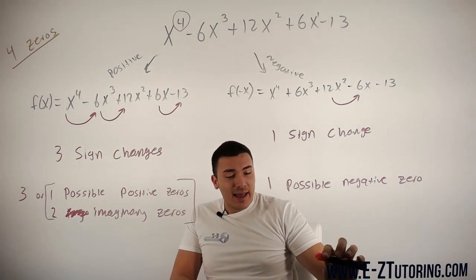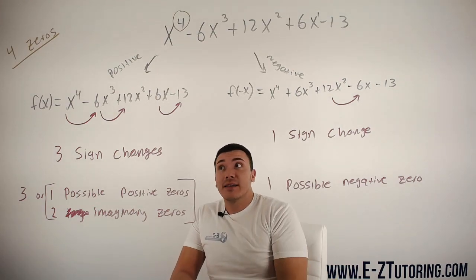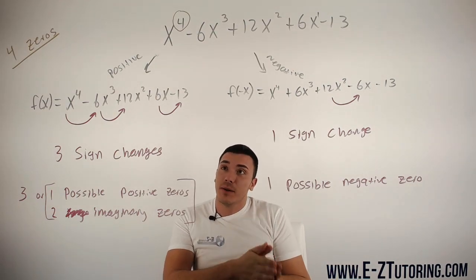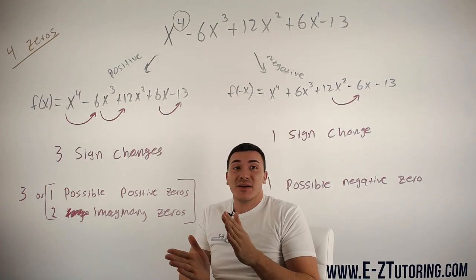All right, so that is how you use Descartes' rule of signs to figure out your number and types of zeros. Hope you guys understood this.